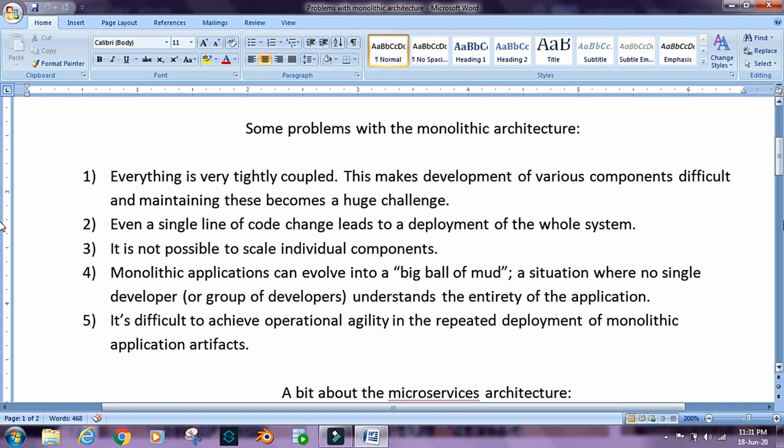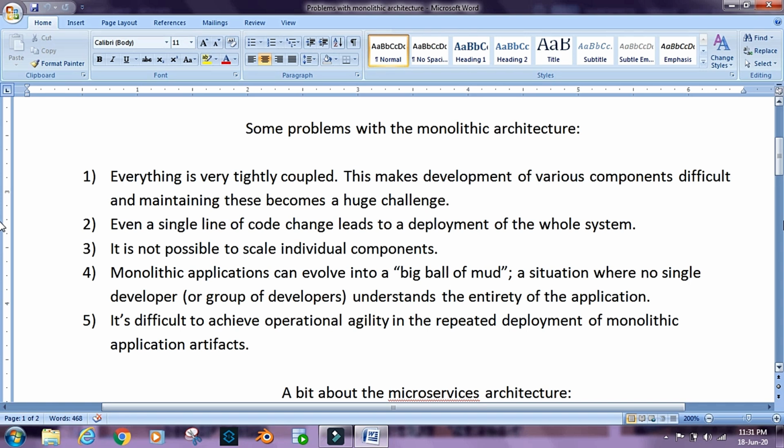And the second point is even a single line of code change leads to a deployment of the whole system. So just as we have talked before, even if we need to change maybe an HTML tag for a certain page, that means we have to deploy the whole application, which consists of the application layer, the data access layer, the configuration layer, and the UI layer, right? The user interface layer. So everything is tied up in a single piece of application, and everything is deployed as a whole system. So that is one of the problems with the monolithic architecture, right?